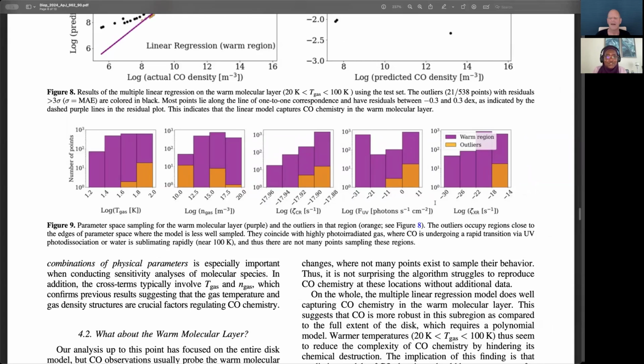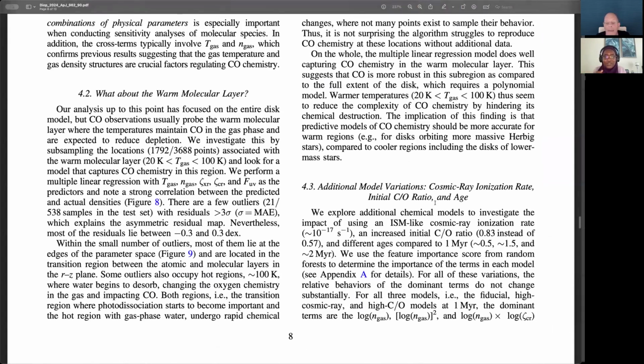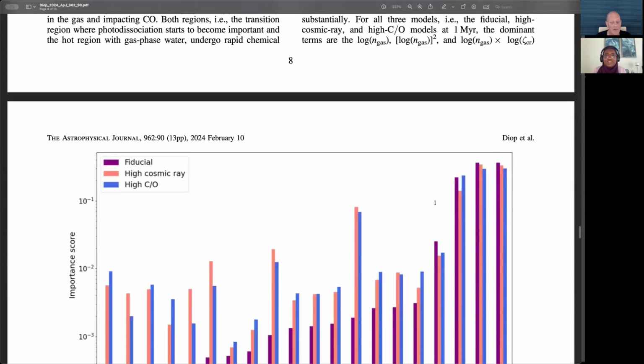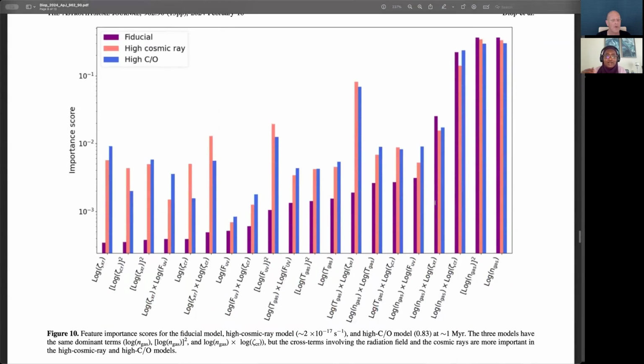The last two parts I'll touch on very briefly. We also looked at the effect of changing the cosmic ray ionization rate, the initial C/O ratio, and the age, and compared that with the fiducial model. We used random forest to perform this analysis, informed by what we learned from the fiducial model. What we see is that with high cosmic ray and high C/O, all these terms become more important than in the fiducial model.